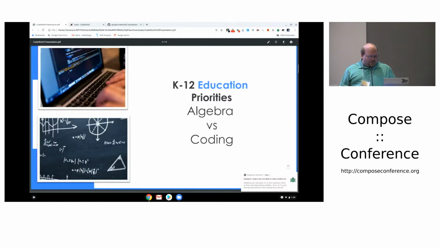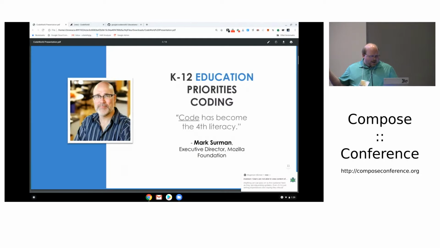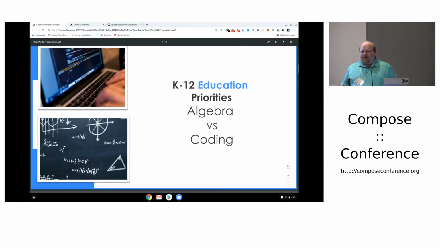So I didn't mention this quite so clearly, but here we've got Mark Surman, and he's not the only person saying this either, but he's describing code as a 4th literacy. In other words, he's saying education should be about reading, writing, arithmetic, and coding, right? I think that's going a little far, but the fact that that viewpoint is even in the conversation is shocking to me. So now they're saying, okay, we're adding this 4th literacy.